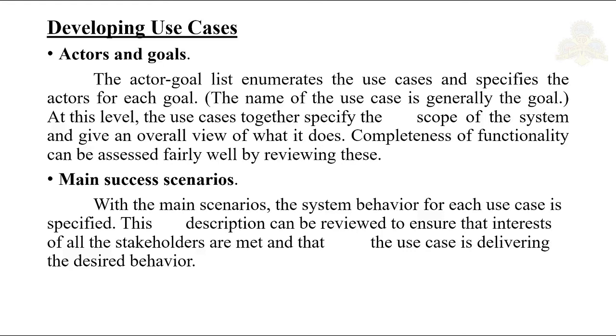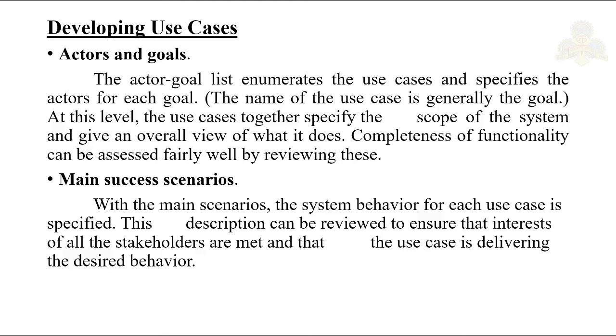The second level of abstraction is main success scenarios. Once we have got all the goals or functionalities of the system and who will perform them, we have to find out the success scenarios for each use case. The use cases can have n number of success scenarios. We have to identify them and make sure that as per the requirements all these functionalities are captured, and if something is left, we have to add it as well.